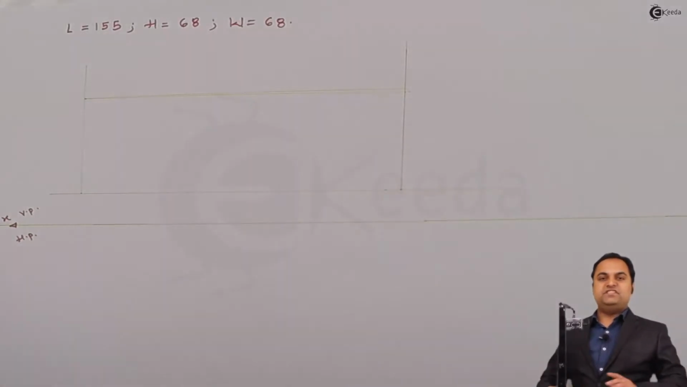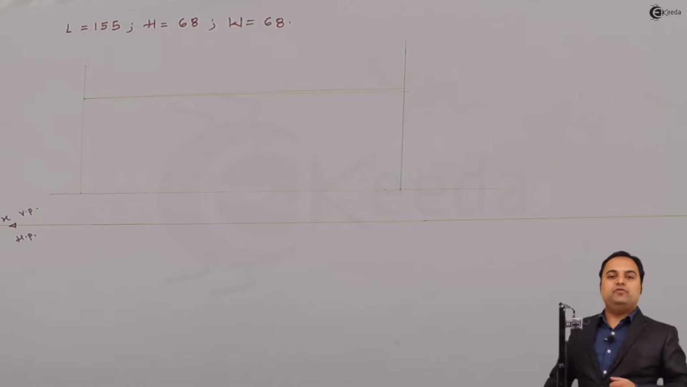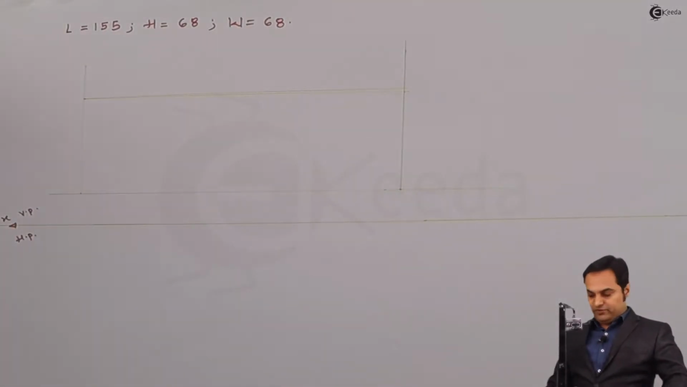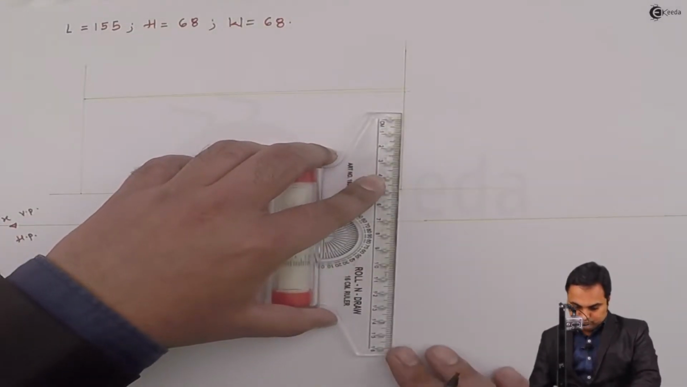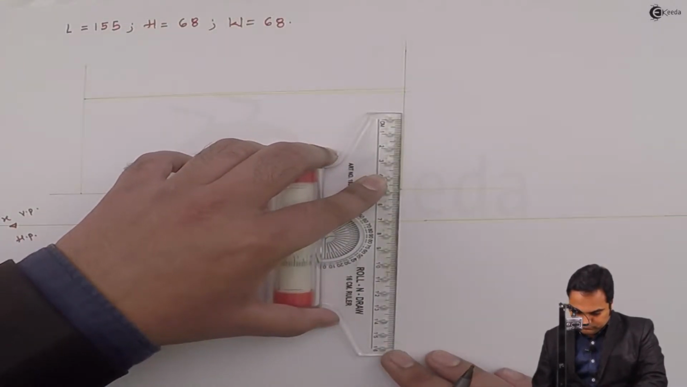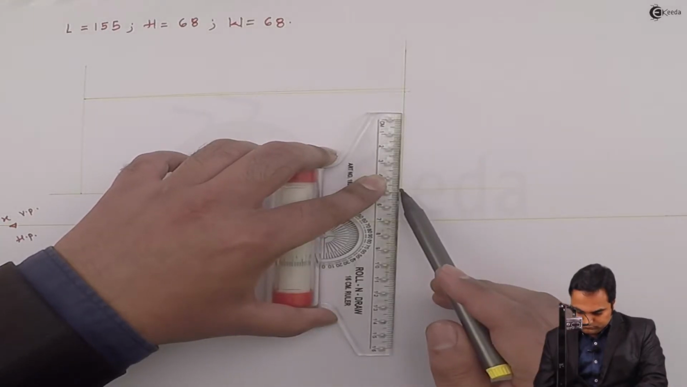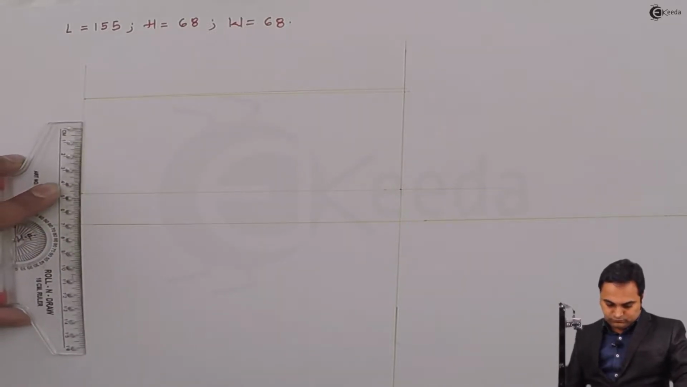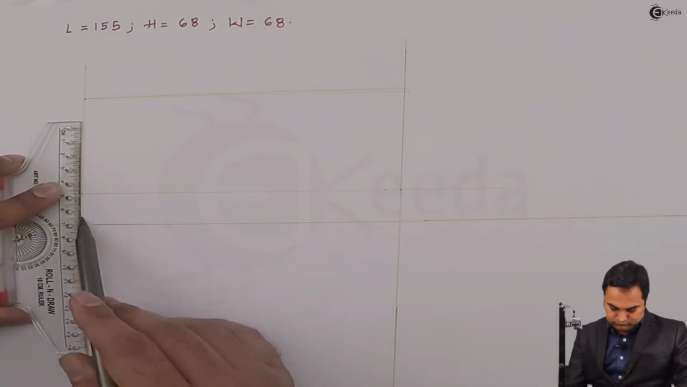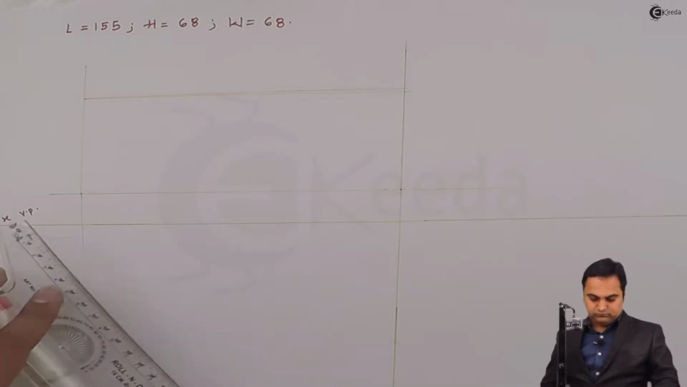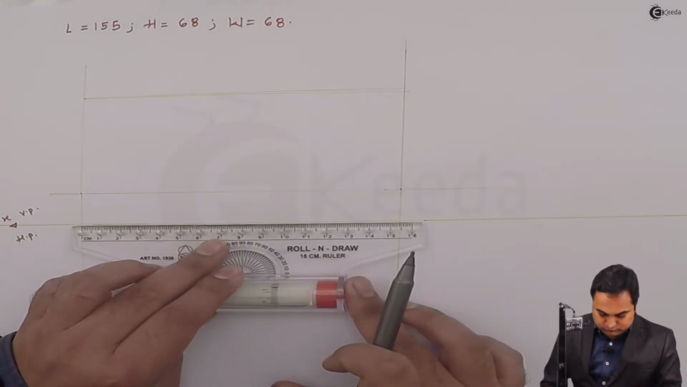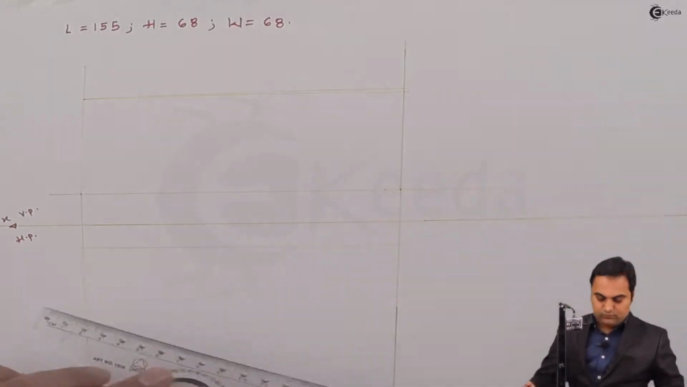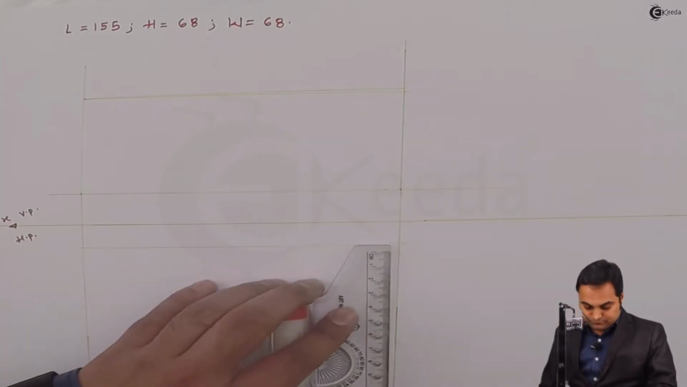Next, I'll do the spacing for the top view. And in the top view, the height of the object is not visible, but only length and width are visible. So length can be projected from the front view. Width is 68 mm.